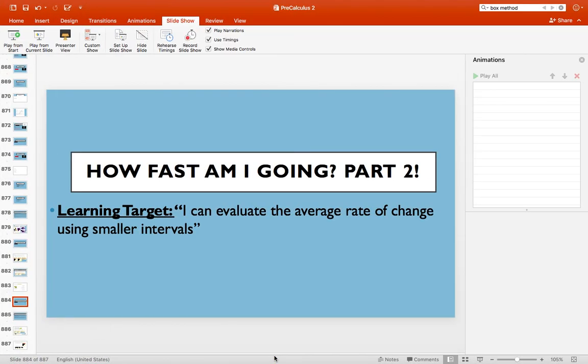How fast am I going, part 2? Today we're going to continue our learning target: I can evaluate the average rate of change using smaller intervals.